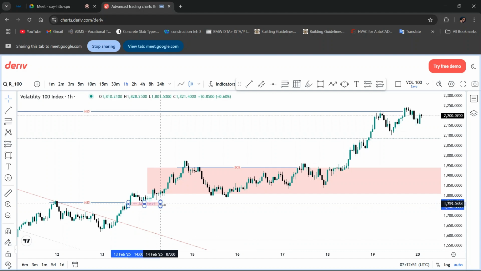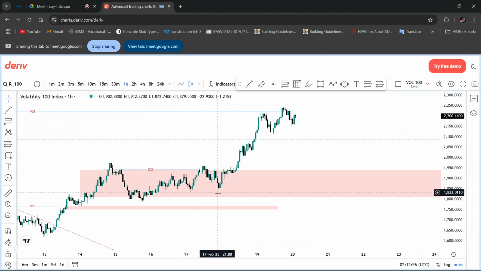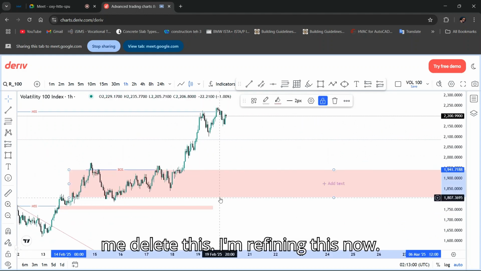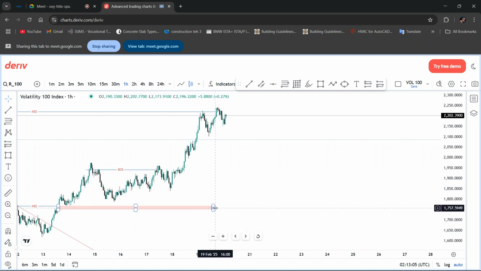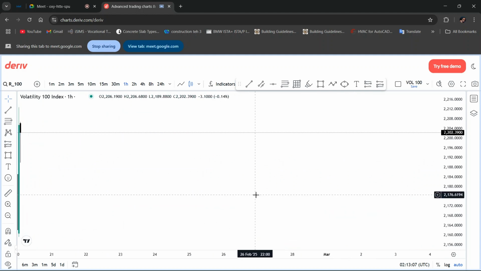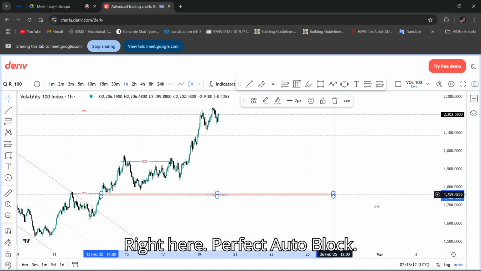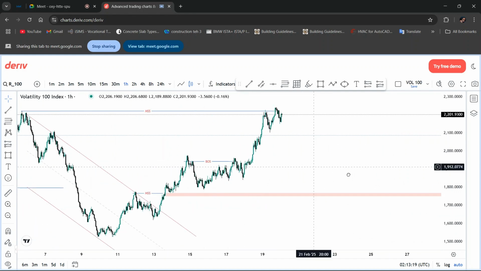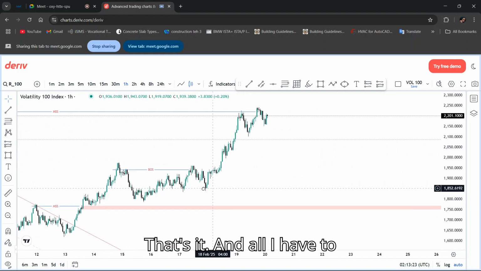Let me delete this. I'm refining this now. So this would have been my order block right here. Perfect order block. Perfect. That's it. And all I have to do.